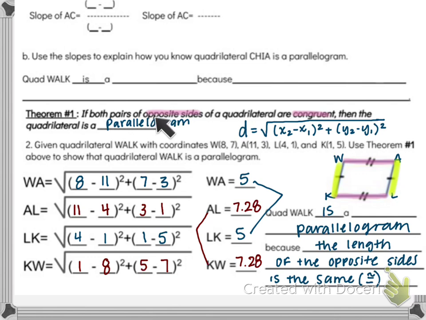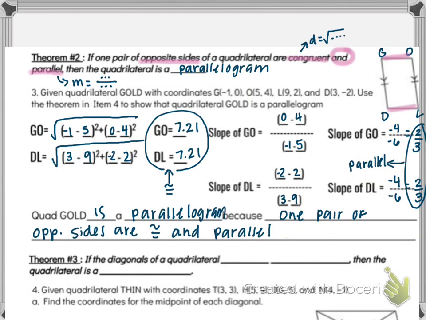The next way that we looked at is looking at opposite sides. If the opposite sides were congruent, then that made it a parallelogram as well. We found the lengths of the opposite sides by using the distance formula, found the length of each side and then compared it. If they had the same length, those sides were congruent, and that's what made it a parallelogram.